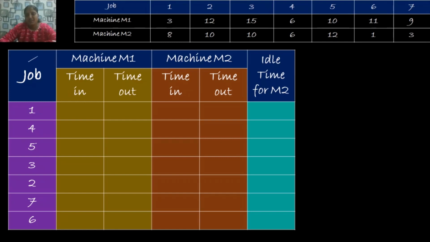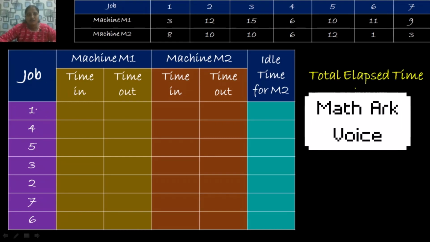Now let me start with machine M1 first. Let me start with job 1. Here both the machines M1 and M2 start at 0 hour. So the initial time of both machines is 0 hour. At 0 hour, job 1 enters machine M1, and job 1 needs 3 hours of processing time, that is 0 plus 3, which equals 3. So it needs 3 hours of processing time on M1.